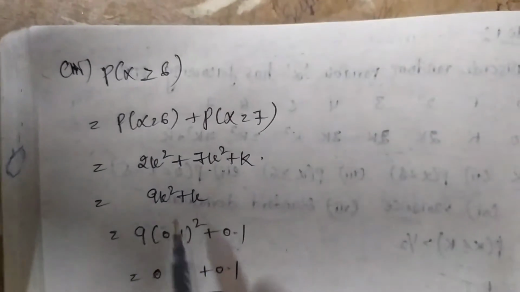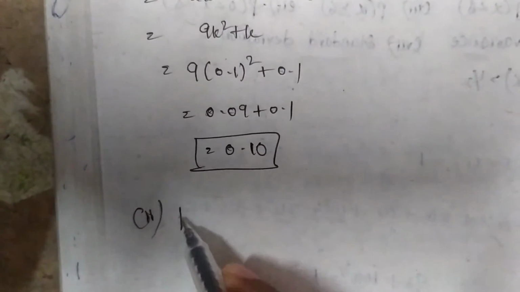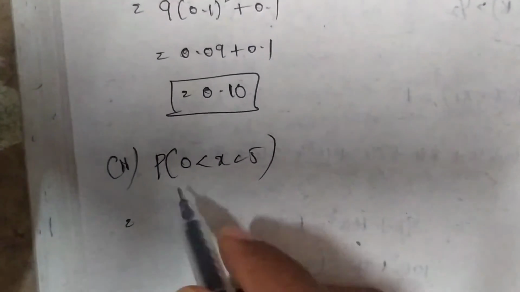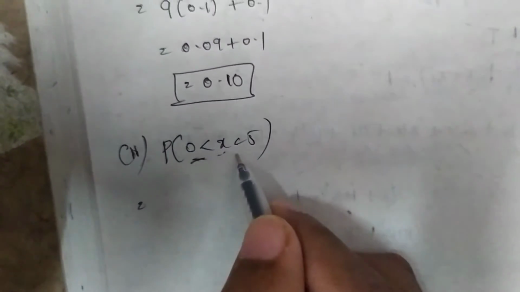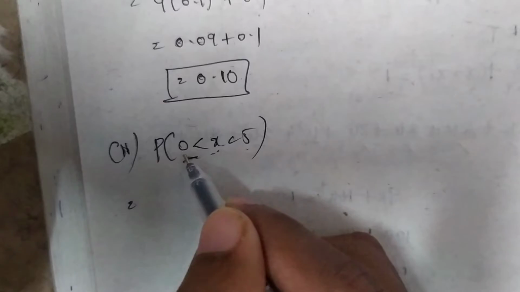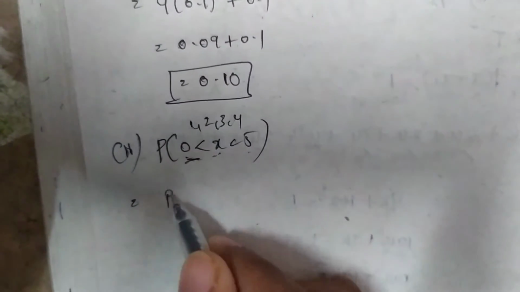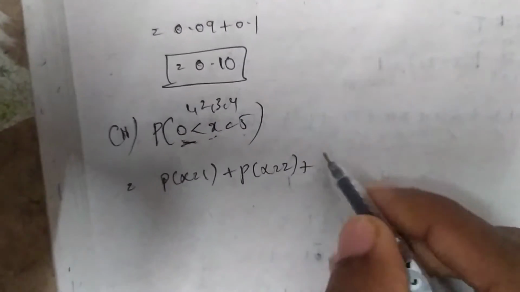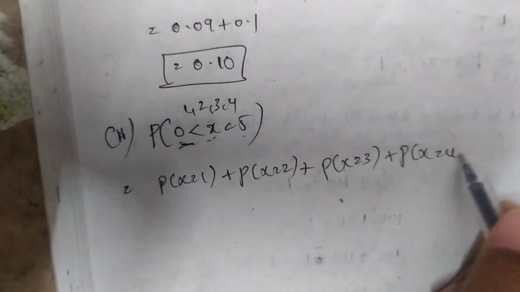The value for P(X ≥ 6) is 0.10. Next, finding the value of P(0 < X < 5), that is, X is greater than 0 and X is less than 5, which comes in between 0 to 5: 1, 2, 3, 4. That is P(X=1) + P(X=2) + P(X=3) + P(X=4).